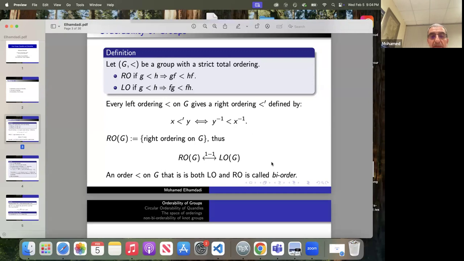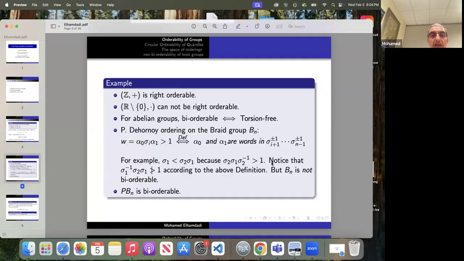We will give some examples. The integers with addition are right orderable. The non-zero real numbers with multiplication cannot be right orderable, simply because -1 is less than 1, and that would give a contradiction if it were right orderable. For abelian groups, bi-orderability is equivalent to being torsion-free. We have other orderings on groups, like the braid group and pure braid group.